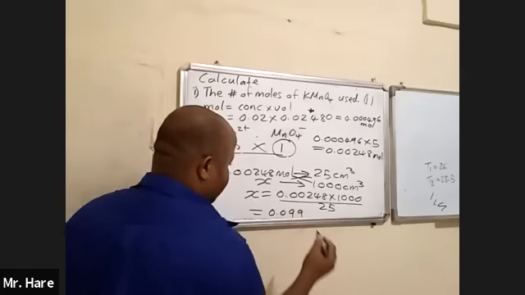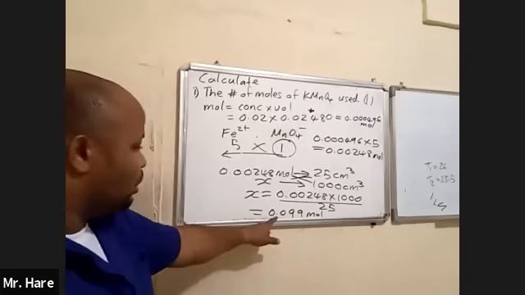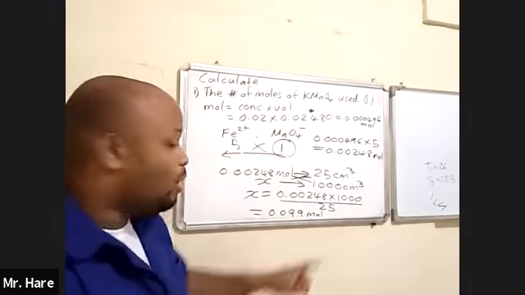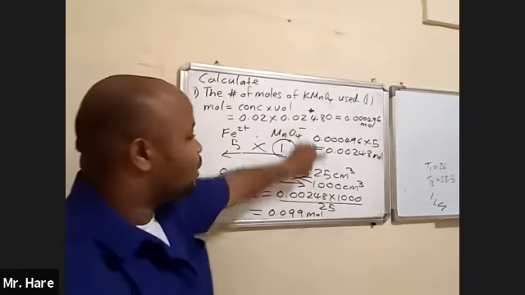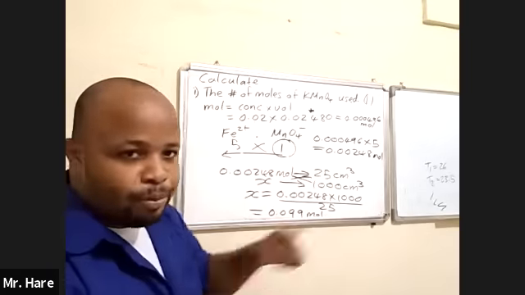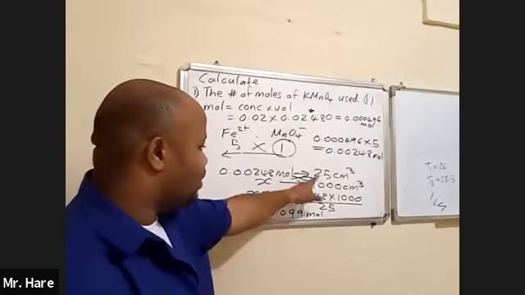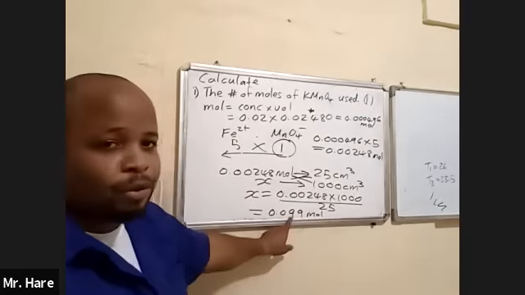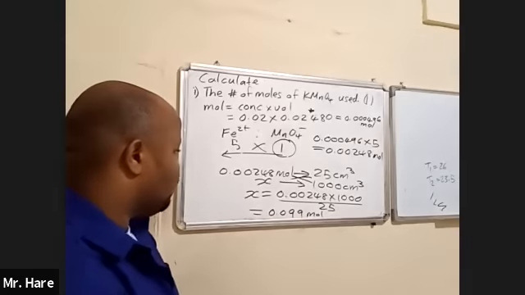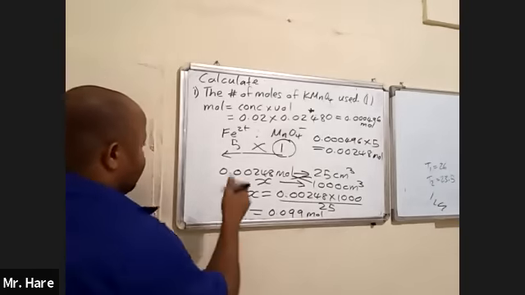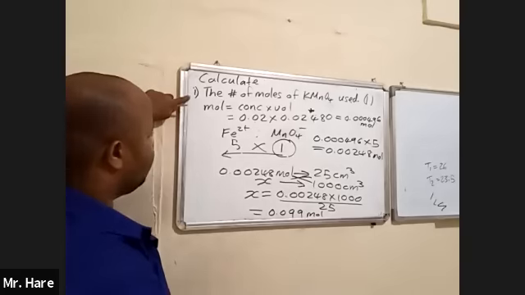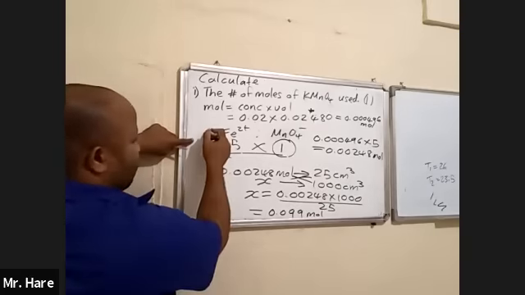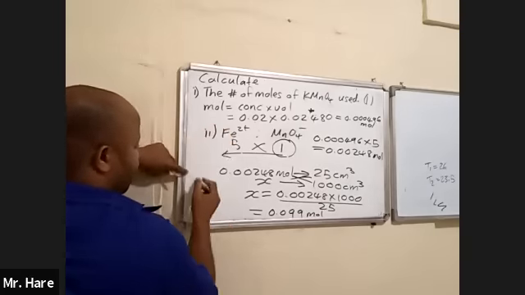0.099 moles. So this is the amount of moles in 1 dm cube, or 1,000 cm cube. Once you know how much was in the 25, it's just a simple relation between the 25 and the 1,000 to get the amount of moles. So this was part 1, then this was part 2, and this is part 3.